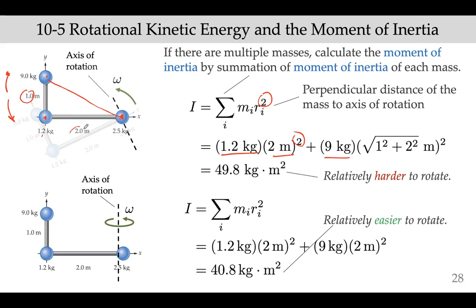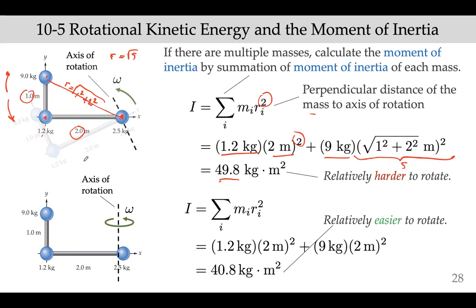If this is 1, and this is 2, that distance r would be 1 squared plus 2 squared. So r is square root 5. And because we will take the square of it, square root 5 squared will be 5. If you do the multiplications and the summation, you will find the moment of inertia for this object rotating around this axis of rotation is 49.8 kilogram meter squared.